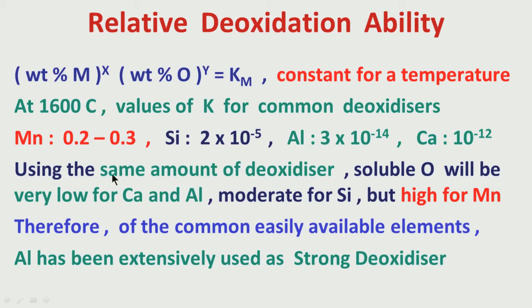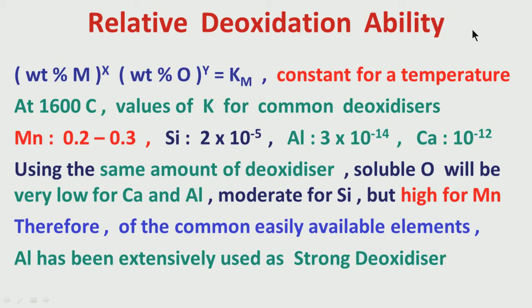So, that means using the same amount of deoxidizer, if the amount of M is fixed and the value of K_M is low, then the soluble oxygen also will be low. From this relation we can tell that soluble oxygen will be very low for calcium and aluminum, moderate for silicon, but high for manganese. So, calcium and aluminum are very potent, very good deoxidizers. They will bring down the equilibrium oxygen content in liquid steel to a very low level.